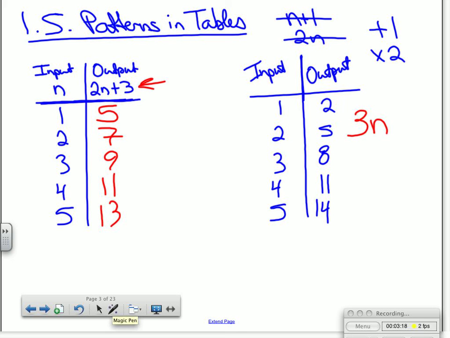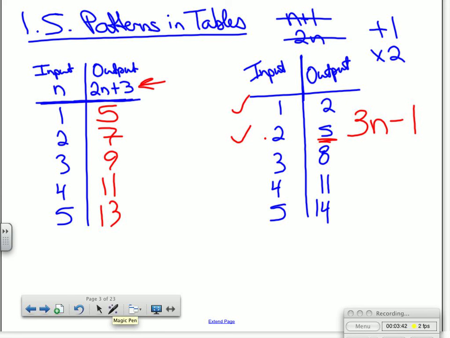Now 1 times 3 is not 2. 1 times 3 is 3. To get to 2, I would take away 1. Is that going to work for all of them? We go down to the next one. 2 times 3 is 6, minus 1, yes, that was 5. It works for the first one, it works for the second one.